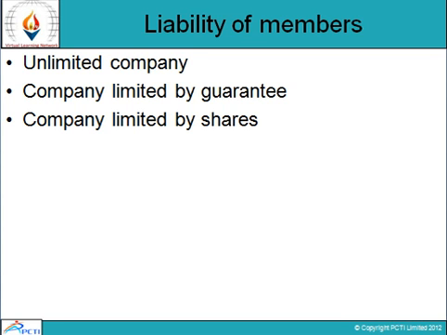Company limited by shares. The majority of the companies belong to this category. In the case of such companies, the liability of a member is limited to the amount unpaid on the shares held by him. If he has paid the full amount on shares, his liability is nil.